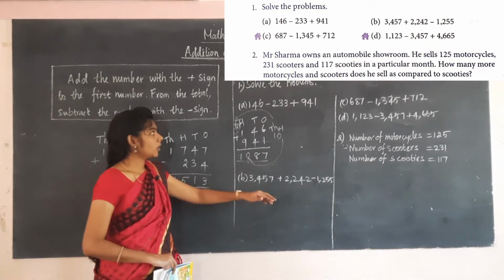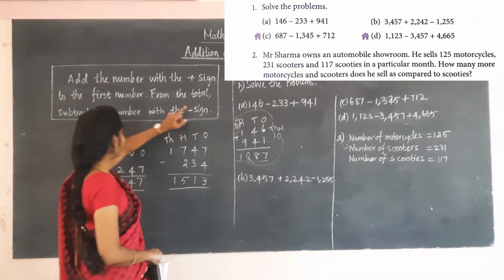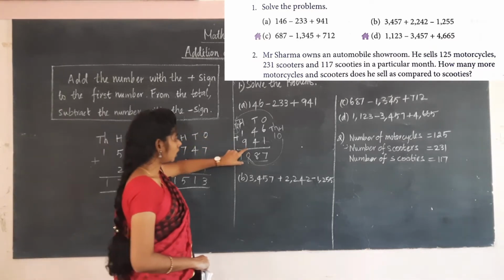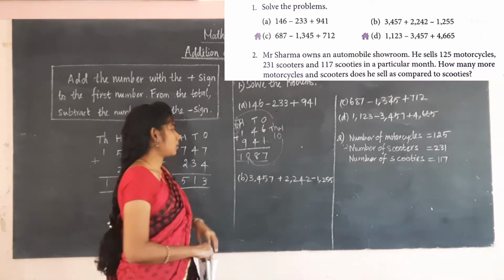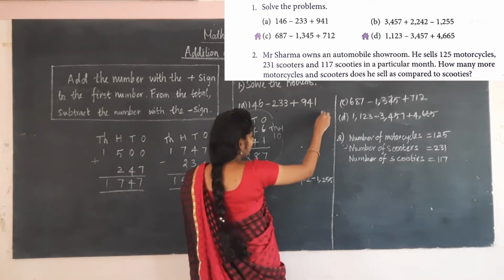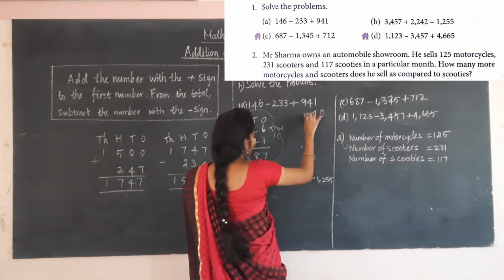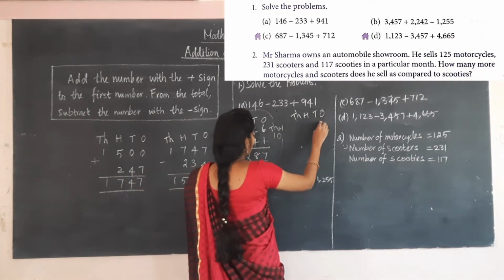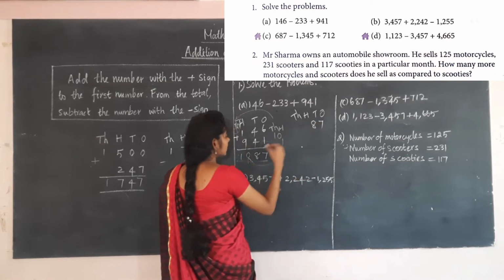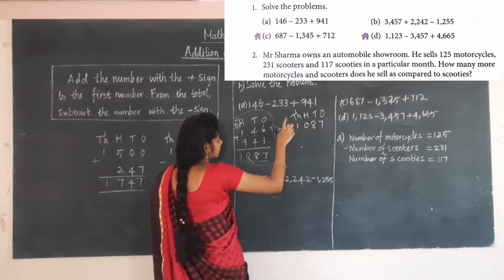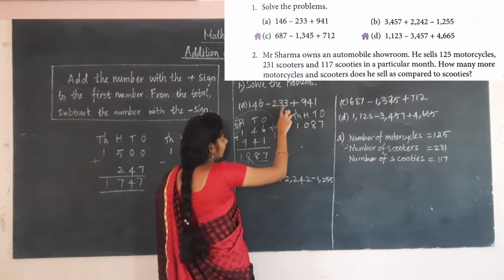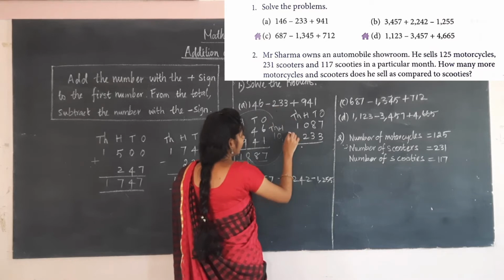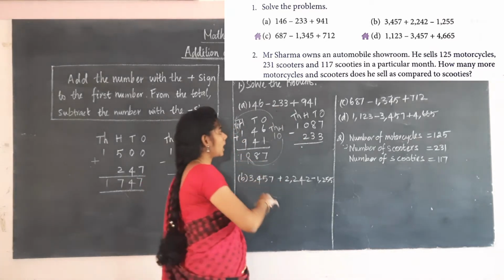So from this number we are going to subtract the next number. From the total we are going to subtract the minus sign number. First, before writing the number, give the places. We are going to write up to the thousands place because we have a 4-digit number. So write 7 in ones, 8 in tens, 0 in hundreds and 1 in thousands. Now subtract this number, 233: 3 in ones, 3 in tens and 2 in hundreds. Now give the minus sign here. So now you are going to subtract the number.